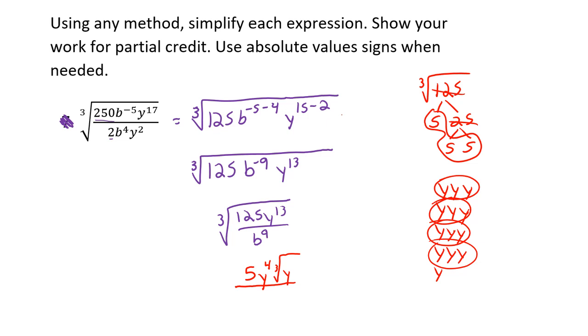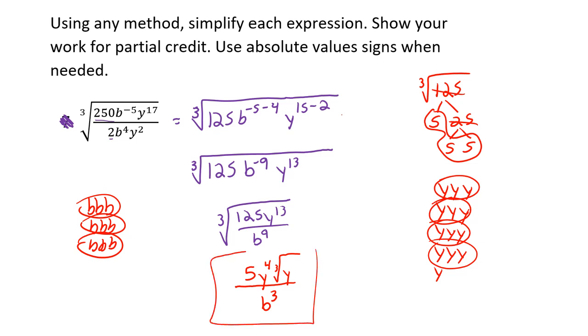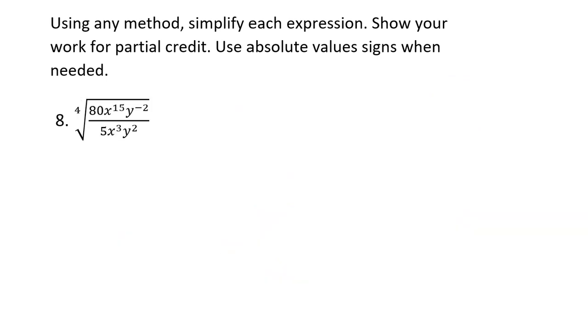On the bottom, we have 9 b's. So 1, 2, 3. So we'll have b to the 3rd in the denominator, with the radical sign gone because there's nothing left on the bottom that didn't get circled. And since we have an odd index, we do not have to worry about absolute value signs.